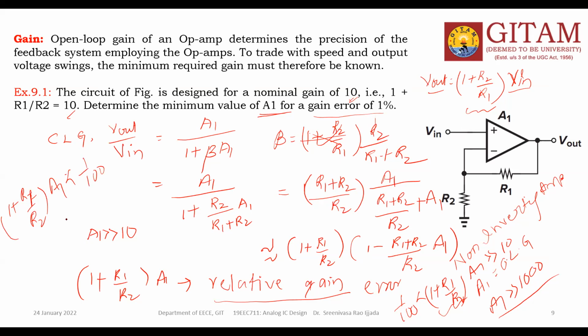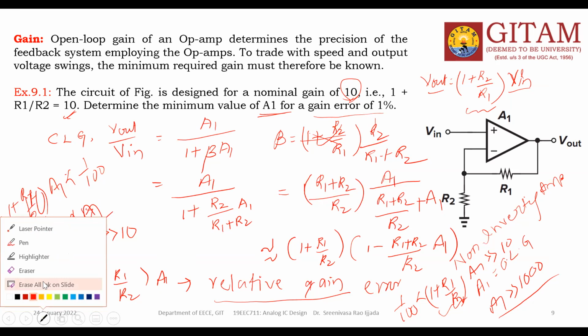So then, what is the A1 value? The value of 1 plus R1 by R2 is 10. So 10 into 100 is 1000. That means A1 should be greater than 1000. Understand?